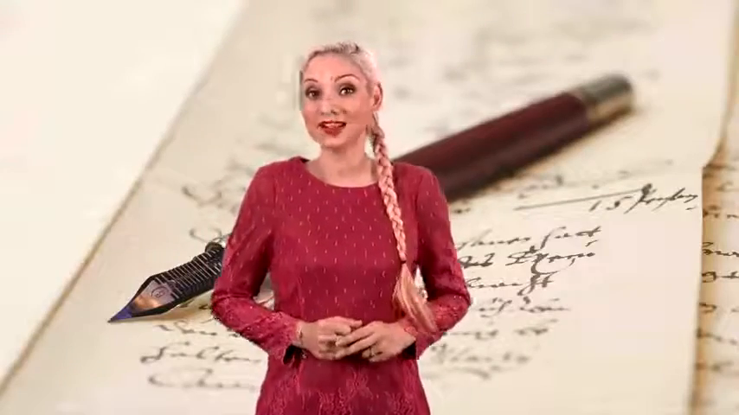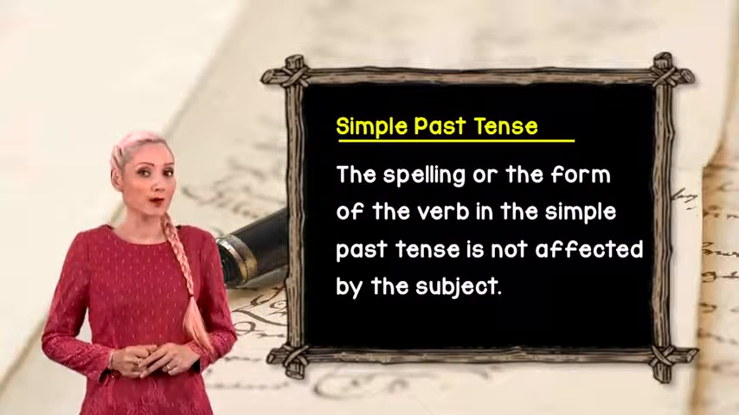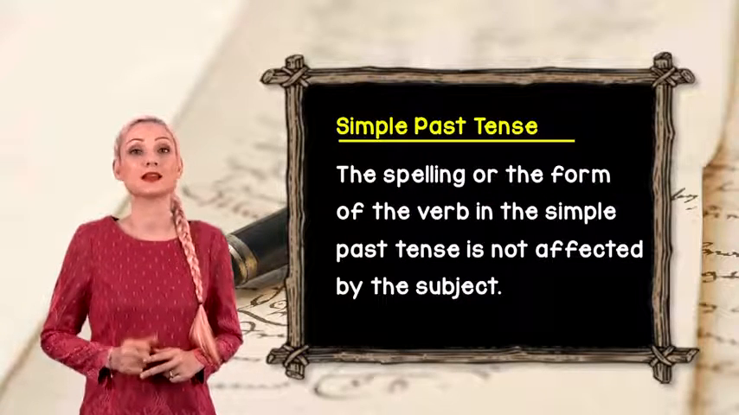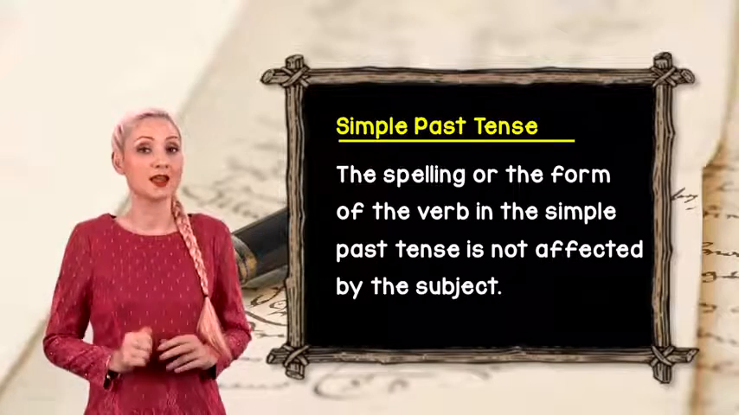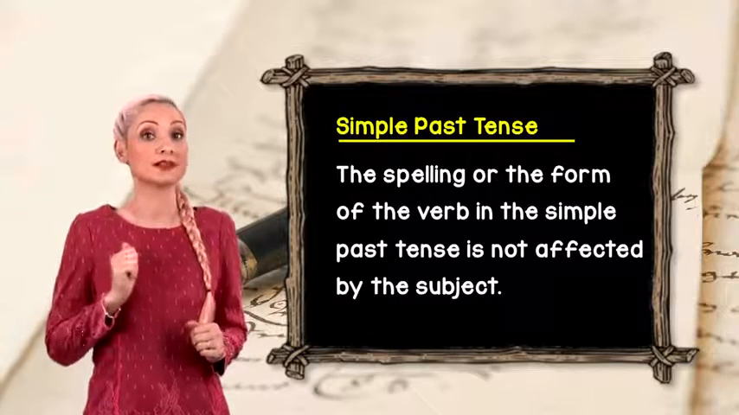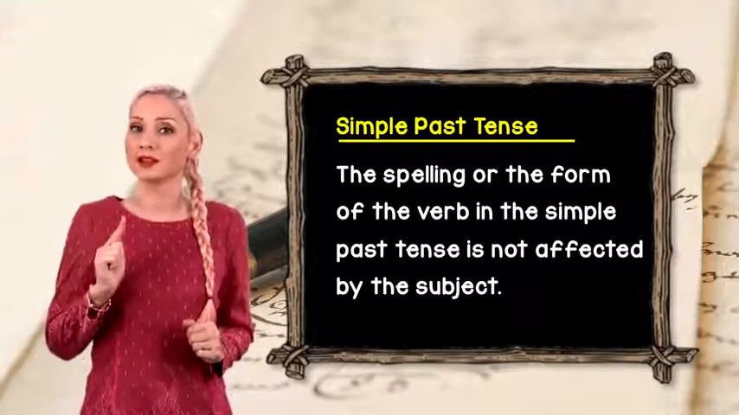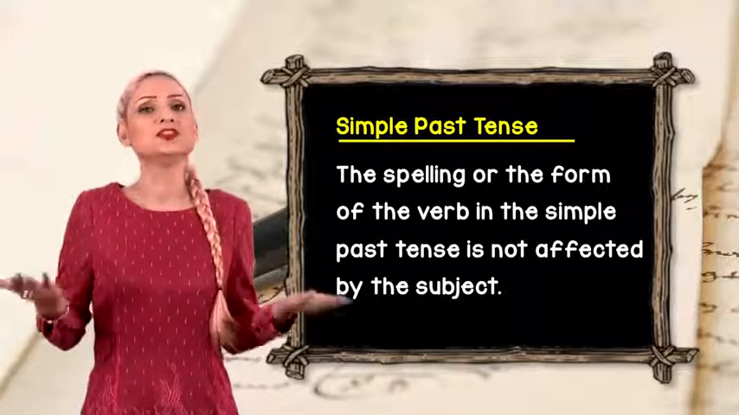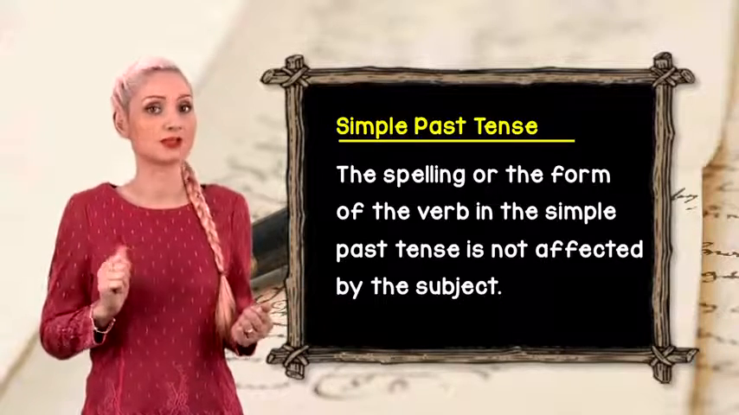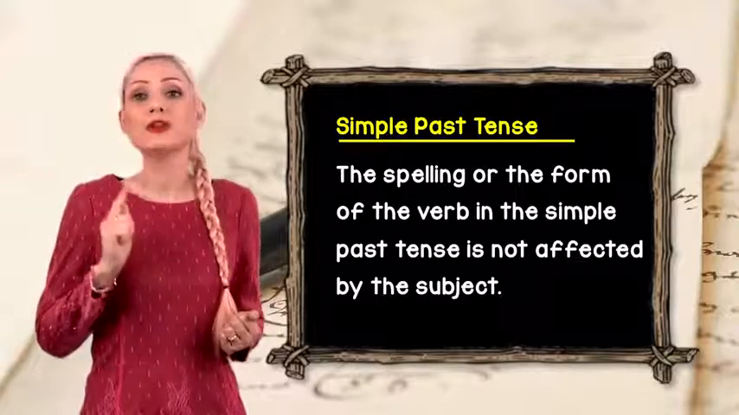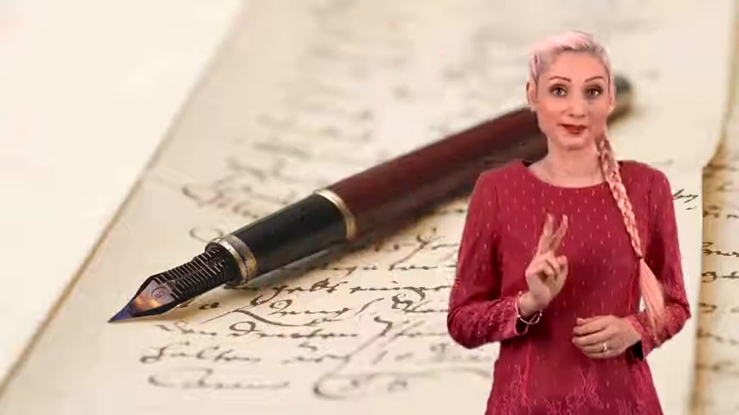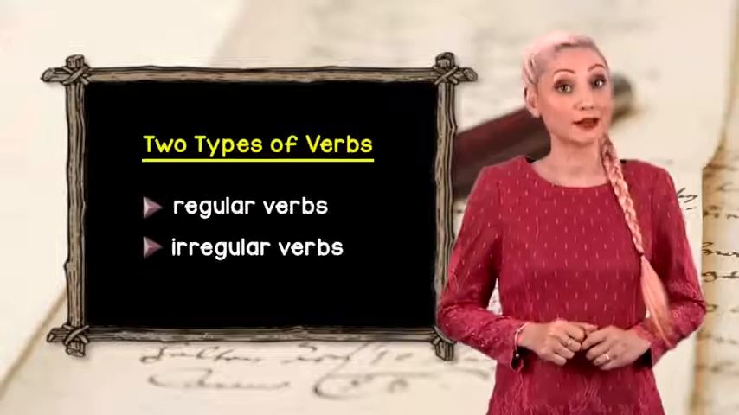Unlike the simple present tense, the spelling or the form of the verb in the simple past tense is not affected by the subject. This means that the verb will stay the same whether the subject is singular or plural. In general, there are certain grammatical rules that you have to be aware of when using the simple past tense. In this section, I am going to explain these rules in detail. In the simple past tense, verbs can be divided into 2 types. They are called regular and irregular verbs.